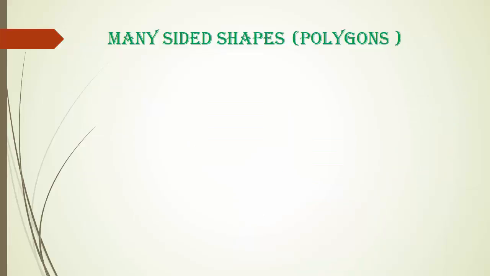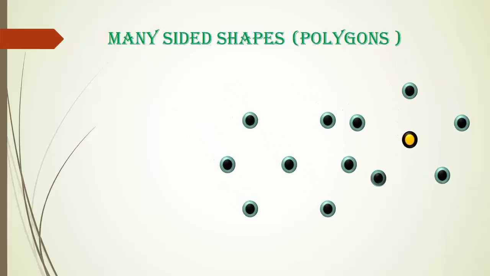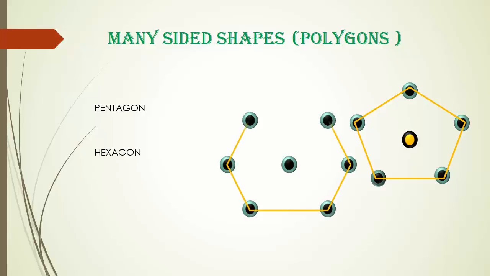Furthermore, we can talk of many-sided shapes, which are polygons. Given these same marbles on the ground, we can trace out pentagons, which are five-sided figures. Also, we can trace out hexagons, which are six-sided figures. Nevertheless, we can trace other forms of shapes, which may also be polygons.